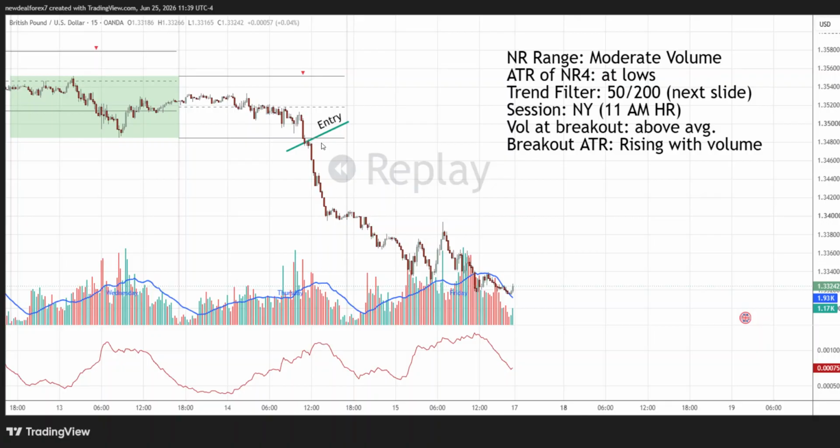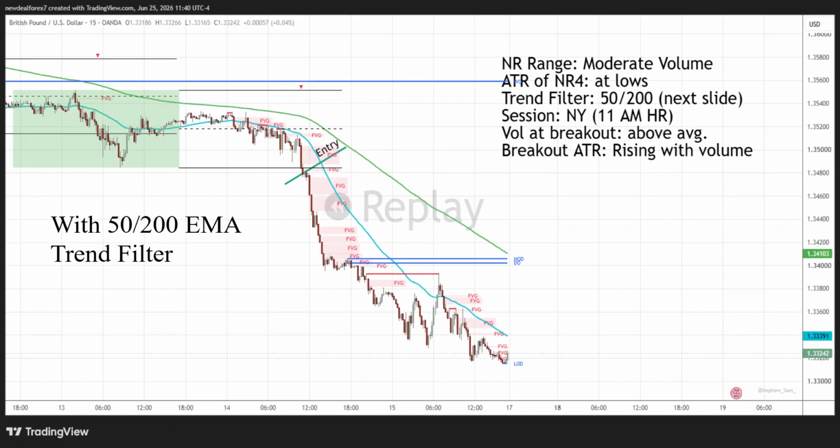And then what do we have? A nice clean downtrend. I wish I measured this. I don't recall how far it went, but it might be on the next slide. I don't know. No, I didn't measure it. But either way, you see a real nice long trend. Fair value gaps being created as well.